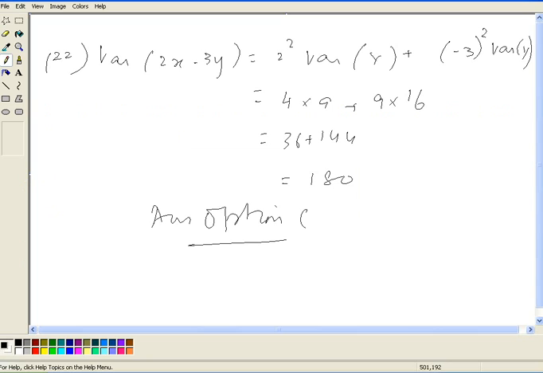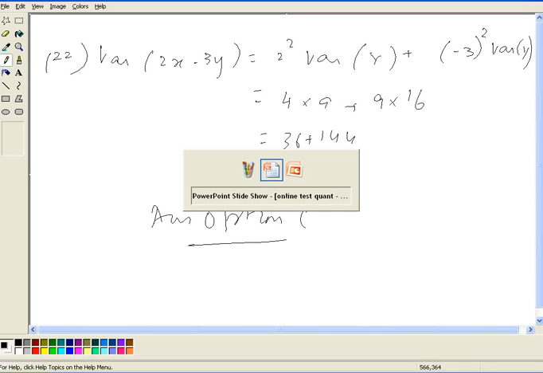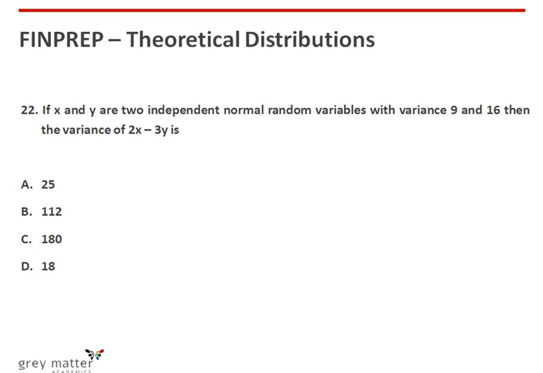Going to our worksheet, work area, variance of 2x minus 3y is nothing but 2 squared into variance of x plus minus 3 whole squared into variance of y. 2 squared is 4, and variance of x is given to be 9, and variance of y would be 16. So minus 3 squared is 9, so it works out to be 180. So the option is C. Going to our PowerPoint presentation, it is option C, which is 180.